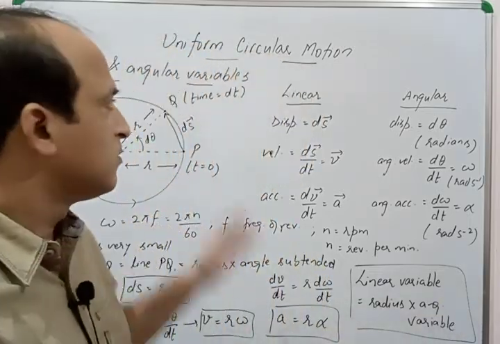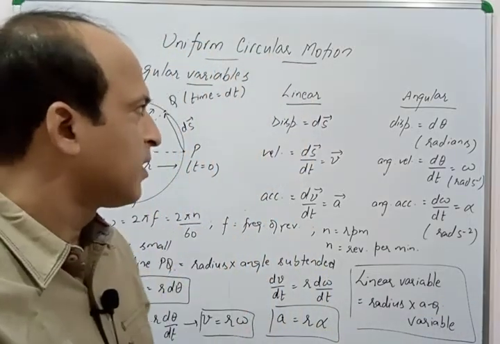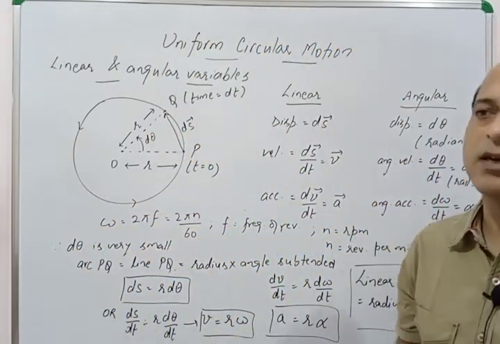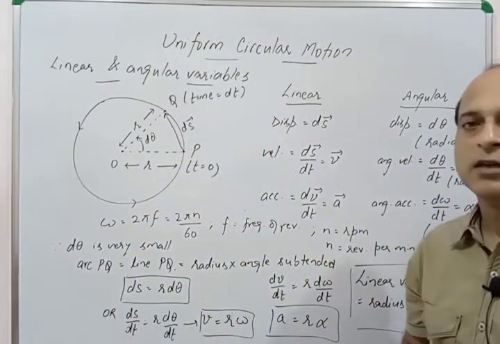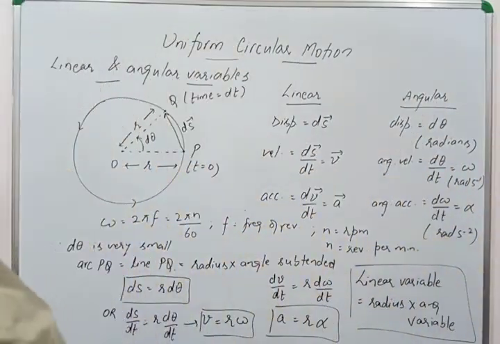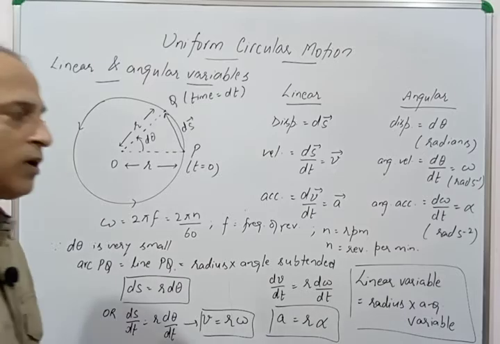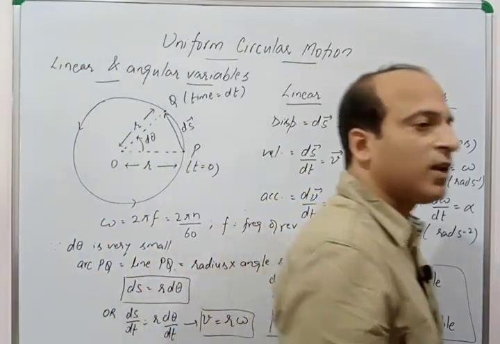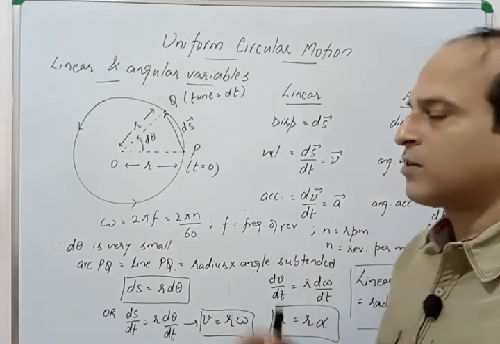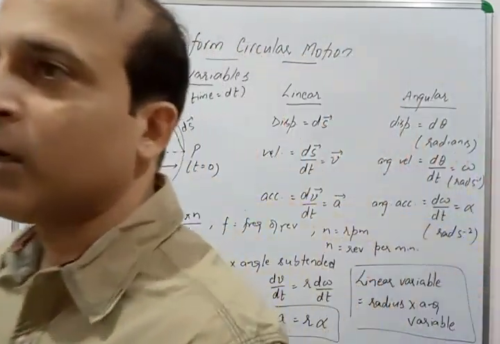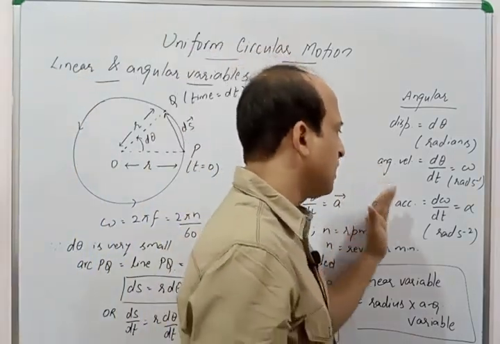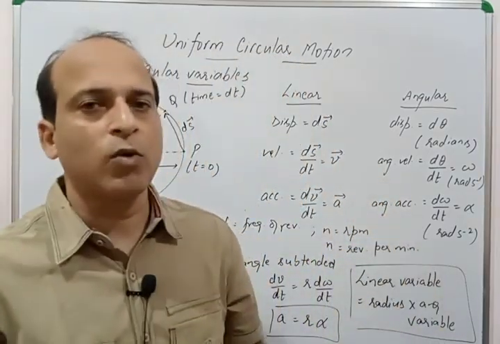So to conclude this section, we have two categories of variables along which measurement can be done in a circular motion. That is, along a line, known as linear, or along an arc, known as angular. The respective linear variables are displacement, velocity, acceleration. The angular variables are angular displacement, angular velocity, angular acceleration. How are they correlated with each other?